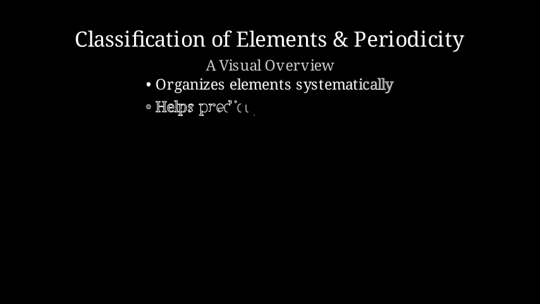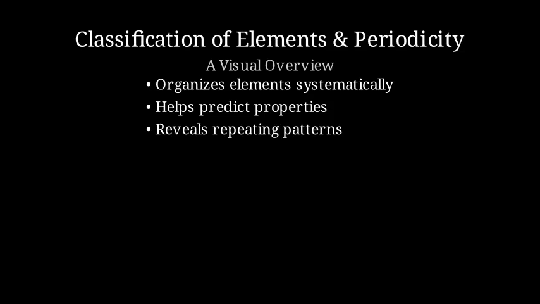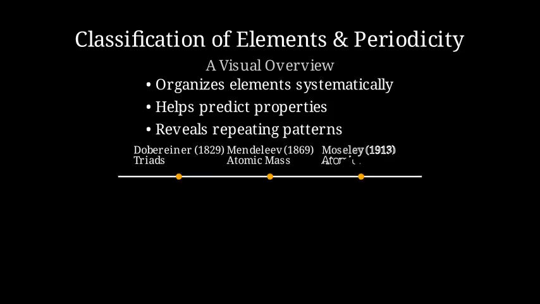First, why do we classify elements? Classification organizes elements in a logical way, helps us predict properties, and reveals patterns in chemical behavior. Now, a brief history. Dobereiner introduced triads. Mendeleev created a table based on atomic mass, and Moseley established atomic number as the correct basis.